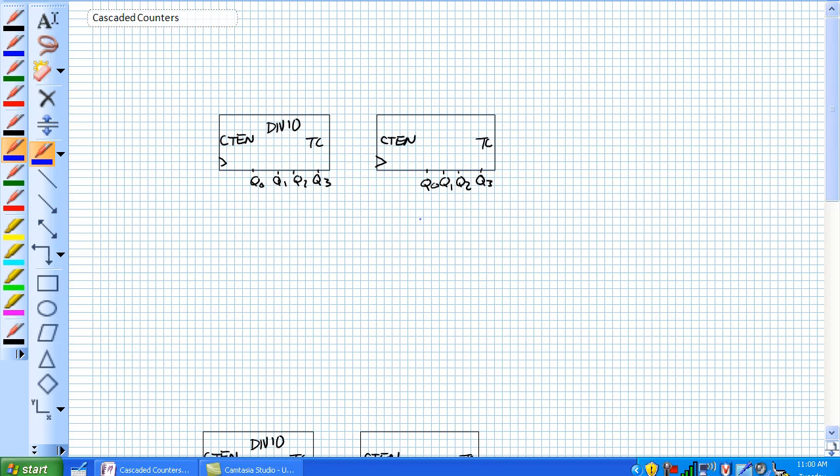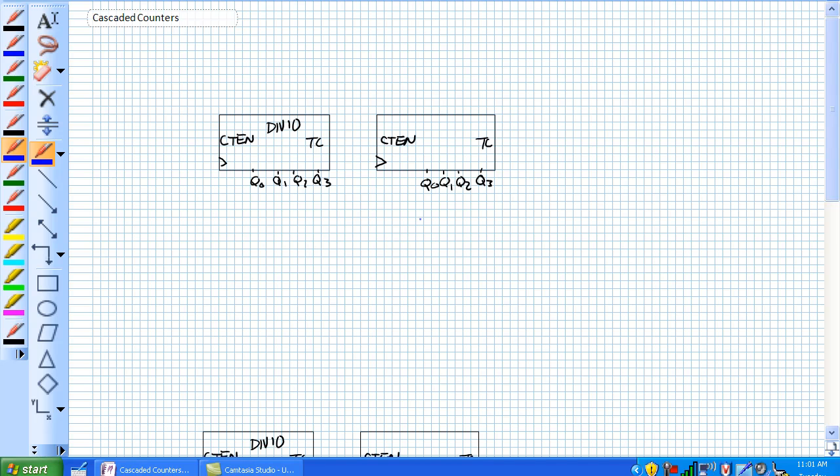So basically we've seen that we can make counters using a number of JK flip-flops equal to the number of bits we want. So in theory, if we wanted to make a 1000-bit counter, we could just take 1000 JK flip-flops and string them together. And for obvious reasons, this isn't practical.